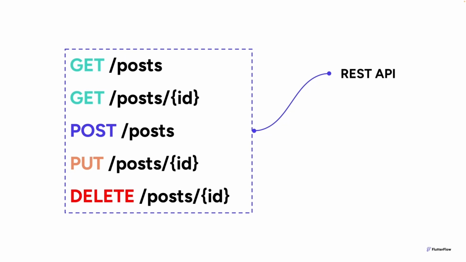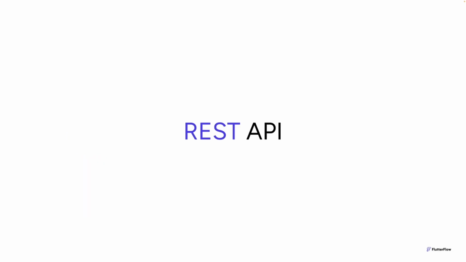The post method then creates a new post. The put with a specific ID updates the details of an existing post. And then delete with a specific unique ID would delete a specific post. Okay, what you have learned is just REST API.